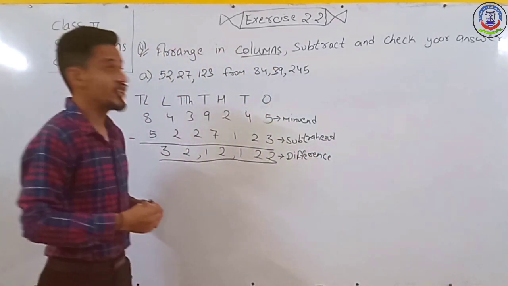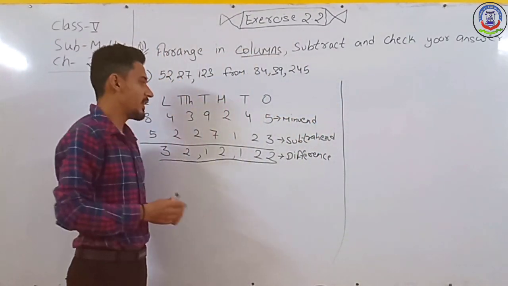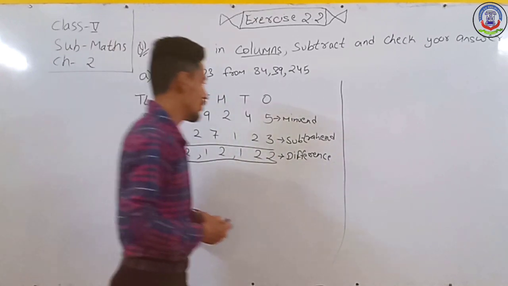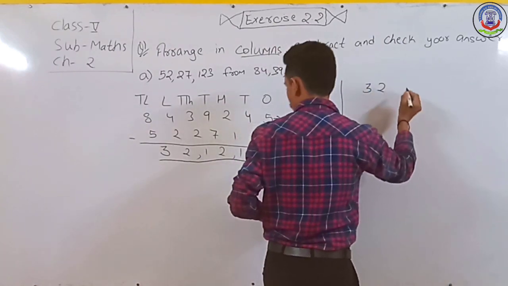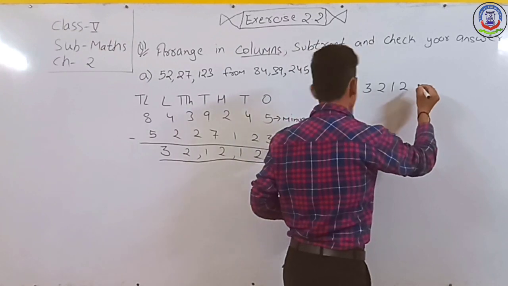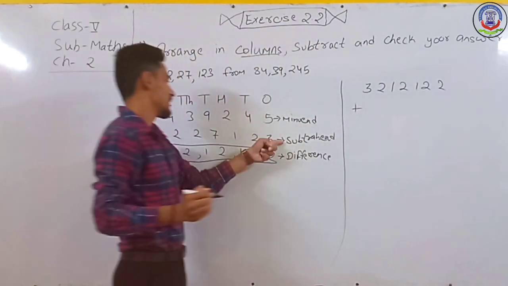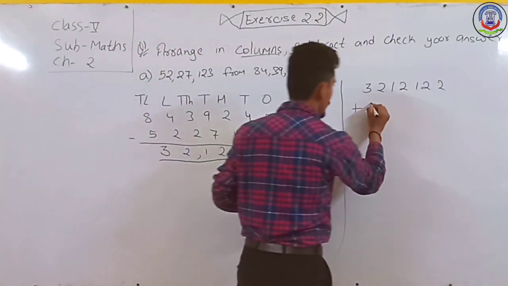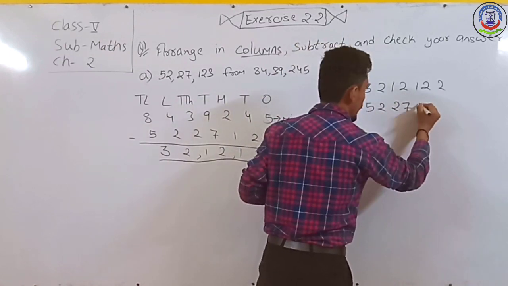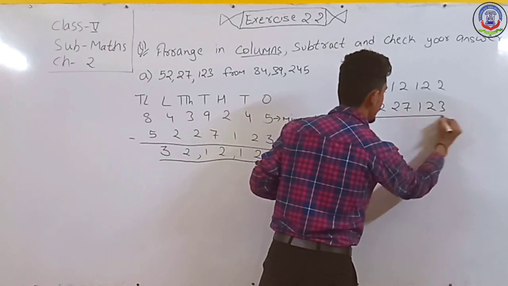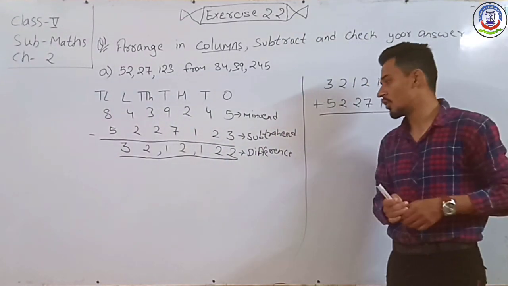Now when we check the answer, we have to add subtrahend and difference. So we write first the difference, 32,12,122, and we will add this subtrahend, 52,27,123. So we have to add these both numbers to check whether it is right or wrong.